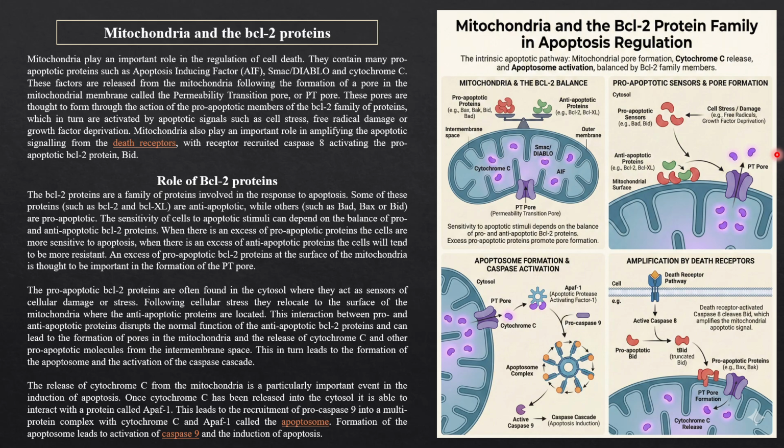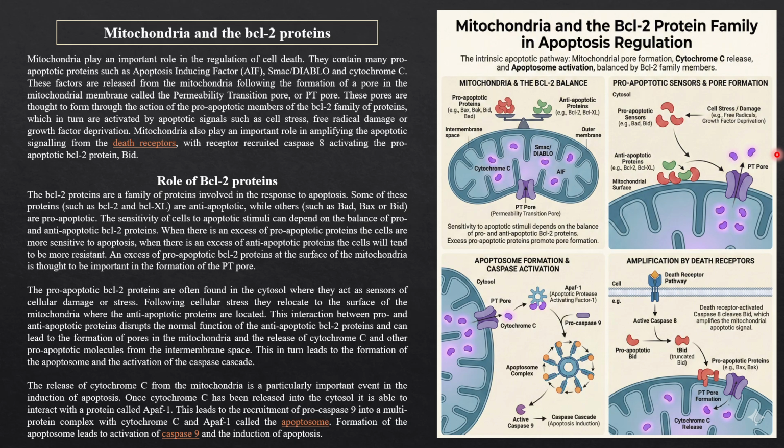The mitochondria and the BCL2 family in apoptosis. This pathway of apoptosis is regulated by the BCL2 family proteins. The pro-apoptotic proteins such as BAX, BAK, and BID promote mitochondrial outer membrane permeabilization, while the anti-apoptotic proteins like BCL2 and BCLXL inhibit this process. The balance between the opposing forces determines whether apoptosis is initiated or not.